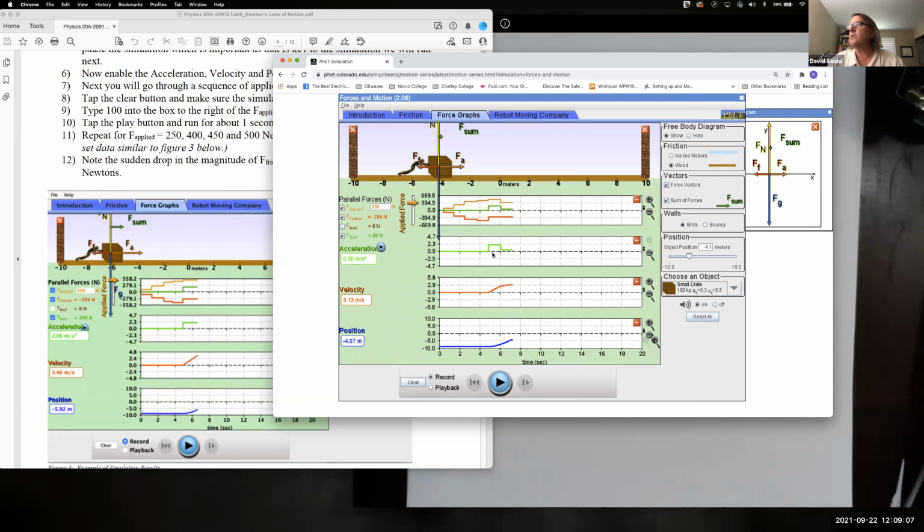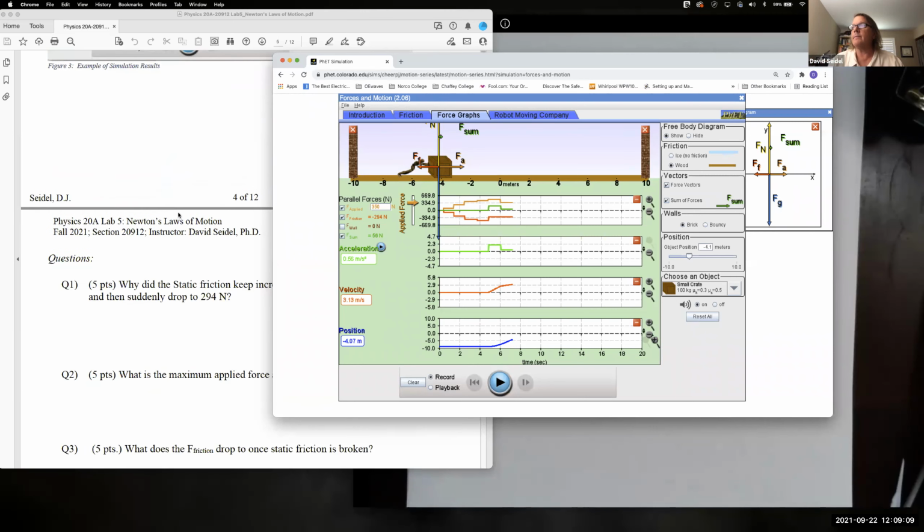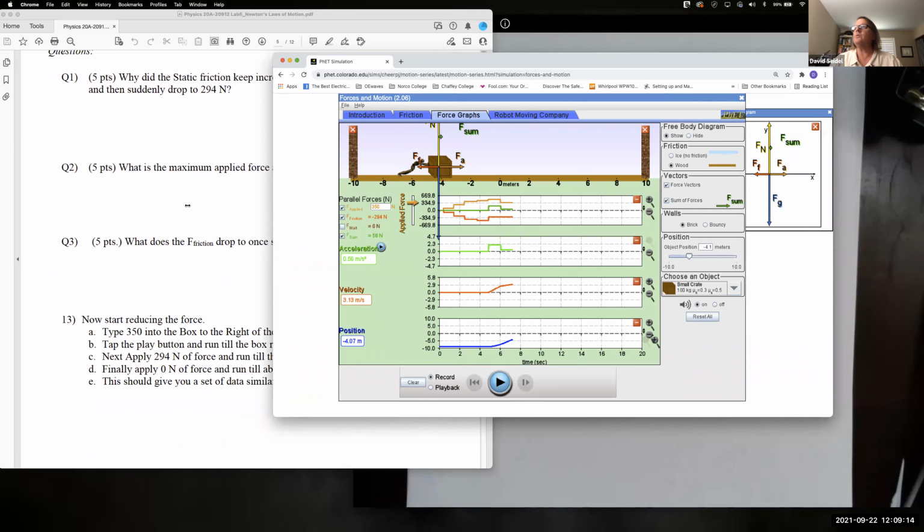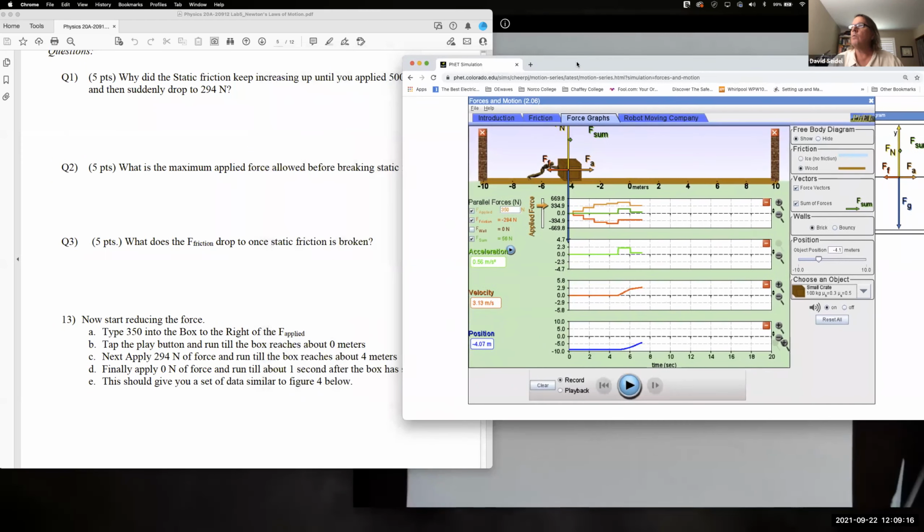Okay, so I dropped it to 350 and it keeps going. And what does the friction force drop to? Once static friction is broken, well, you can just read it off here. That's the friction force. And tap and run, I ask you to tap and run it until you hit about 0 meters. So that's right here. And that's about 0 meters. It's not quite, but it's close enough.